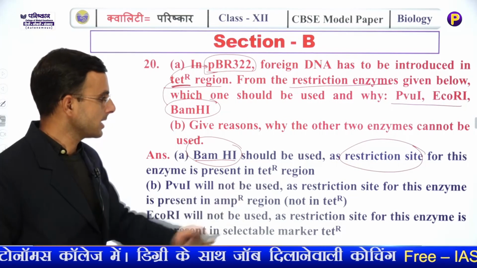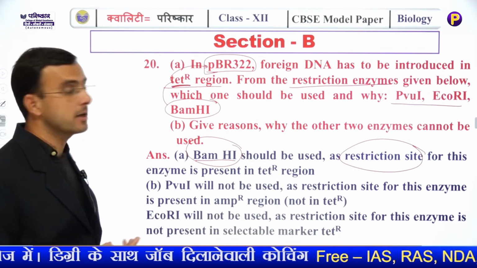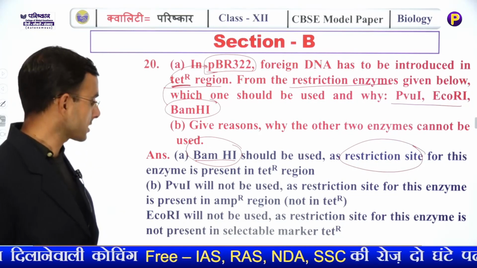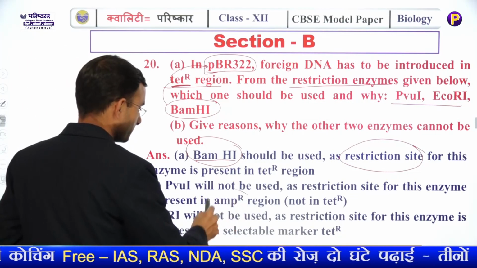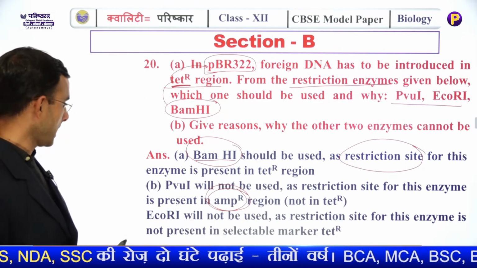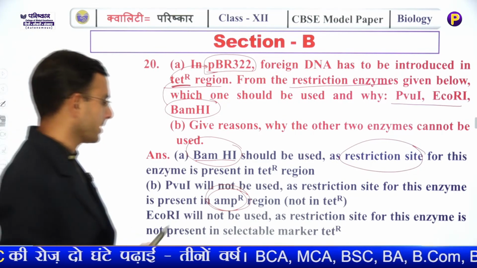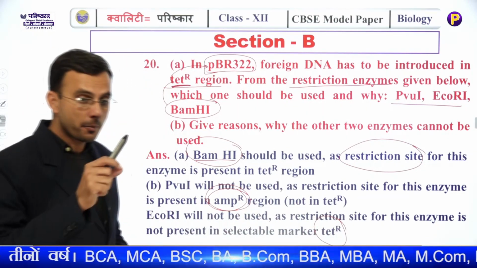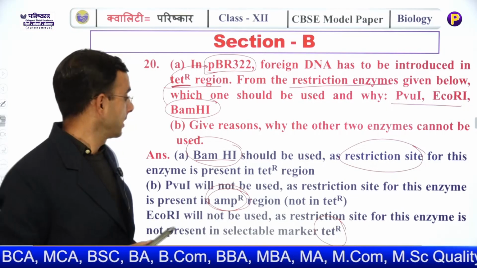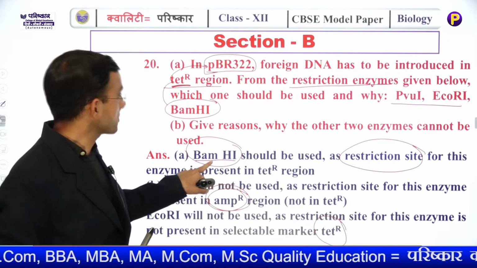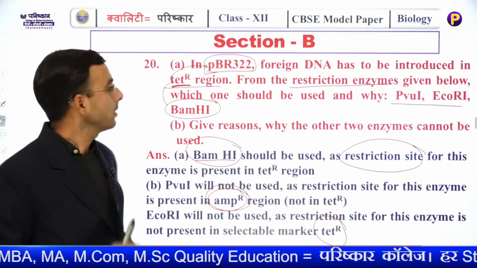Not used, as a restriction site for this enzyme is present maybe on the other plasmid, and that is because of the ampicillin resistance, and for EcoRI that site is not present, a suitable marker for tetracycline resistance. So because of the presence of the restriction site, we are utilizing that particular restriction enzyme to cut that particular plasmid.